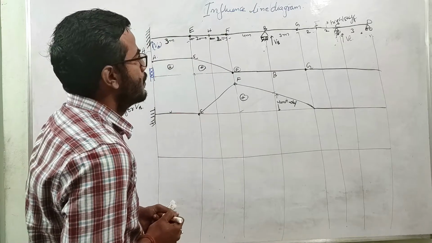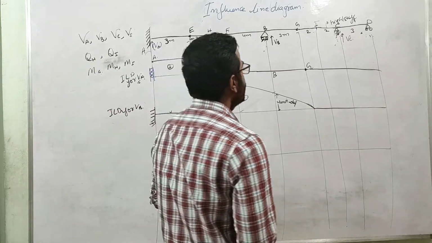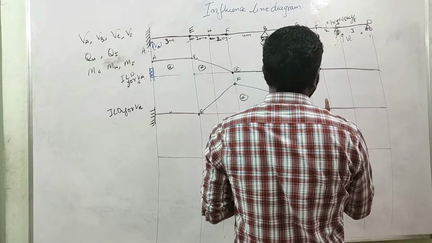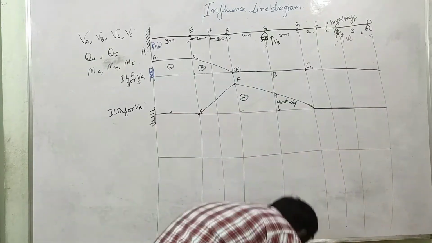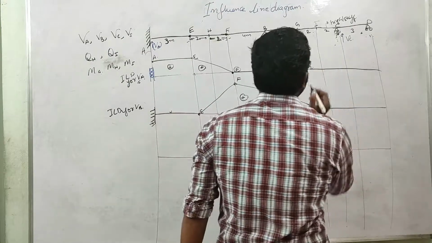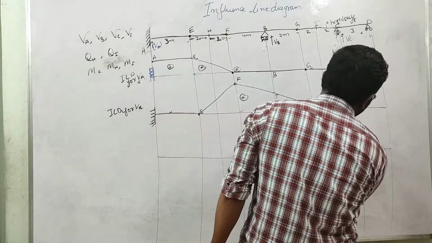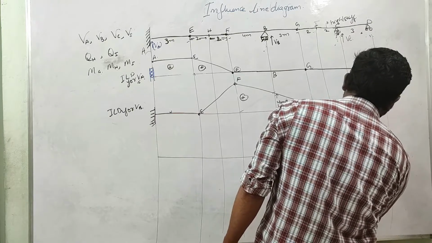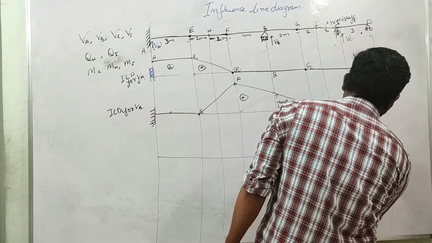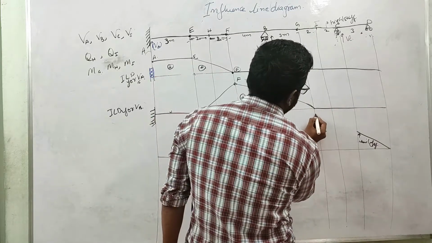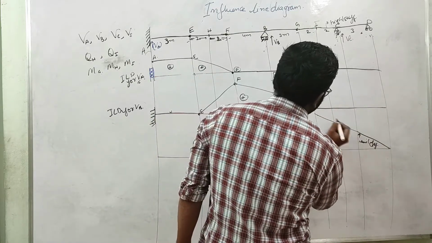Now, this D point cannot move up and down. So deflection at this D point will look like this. This is unit deflection. Now what about the G point? It will come to G like this.